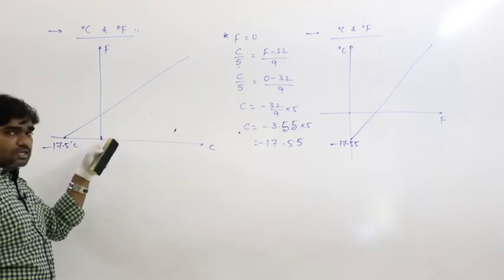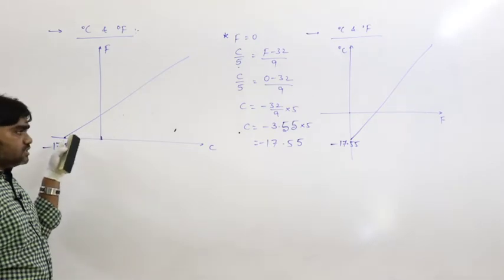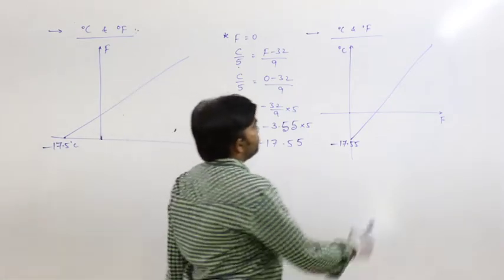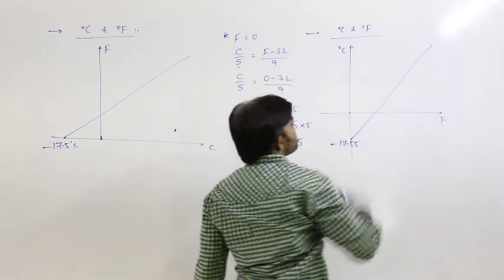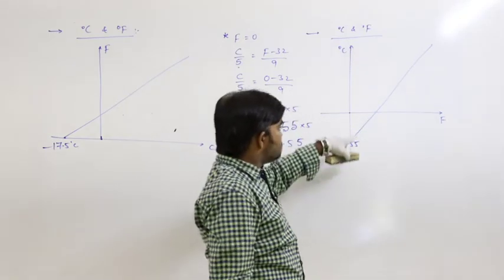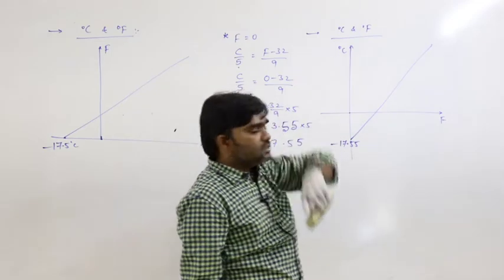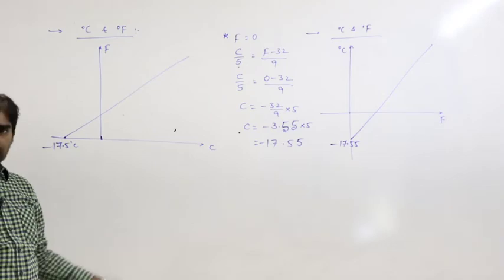If the y component is 0, that means 0 Fahrenheit means Celsius is minus 17.55. In the same way, with Fahrenheit along the x-axis and Celsius along the y-axis, in this situation 0 Fahrenheit means Celsius is minus 17.55. This is the shape of the graph. Right? That is the situation.